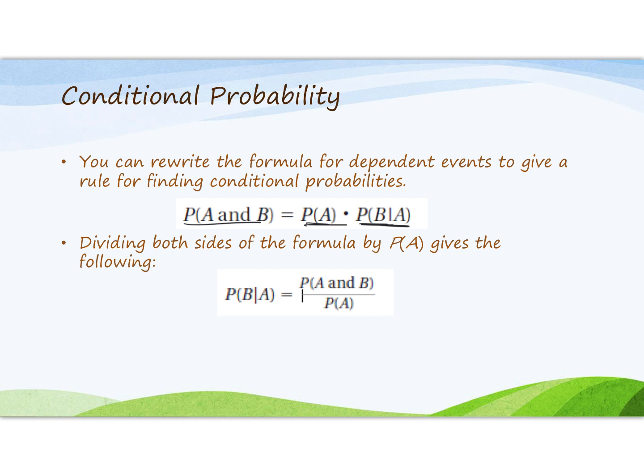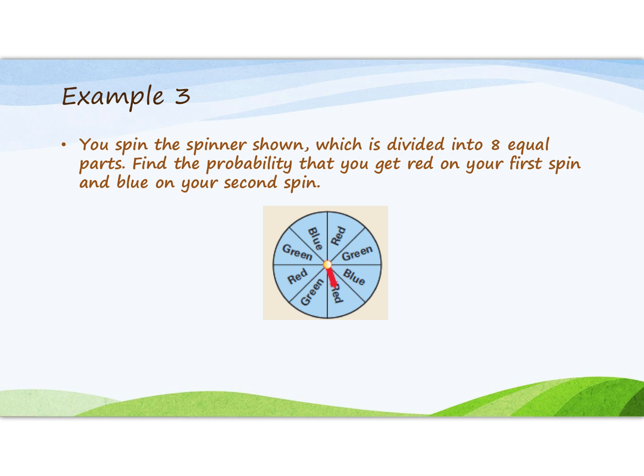And if I divide both sides by the probability of A, then the probability of B given that A happened is equal to the probability of A and B over the probability of A. I don't really use this formula. It's just rewriting the same thing. I always just plug it in the top way. So let's do some examples. Let's look at this question. It says, you spin the spinner shown, which is divided into 8 equal parts. Find the probability that you get, event A, a red, and event B, a blue. Okay?